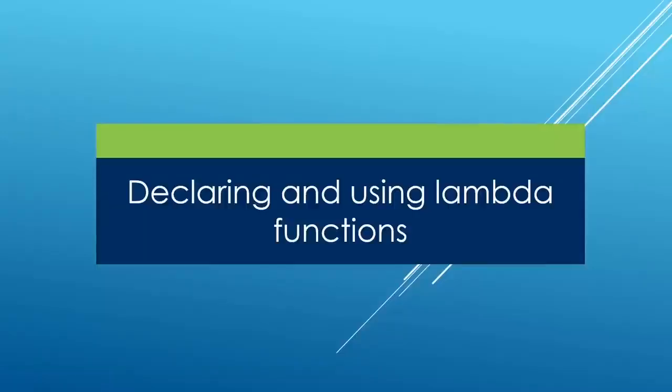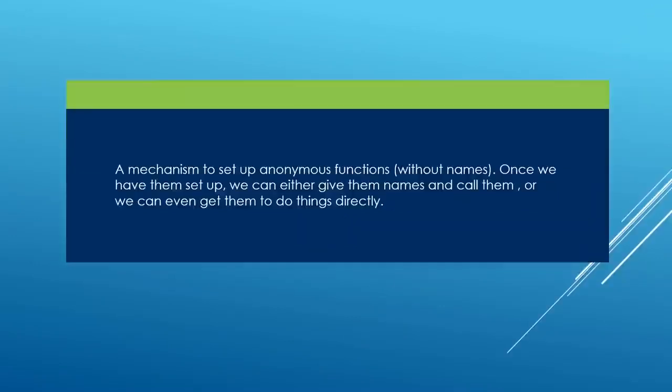In this lecture, we're going to see how we can declare and use our Lambda functions. And again, Lambda functions are a mechanism we have in C++ to set up anonymous functions. And an anonymous function is a function without a name. We're going to see how we can set up an anonymous function, optionally give it a name and call it, or we can even call it directly without giving it a name. Let's see how we can do that.